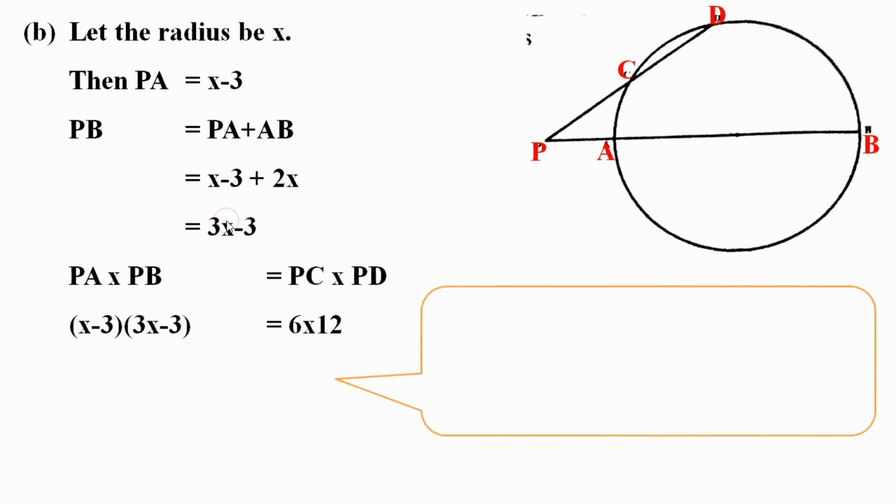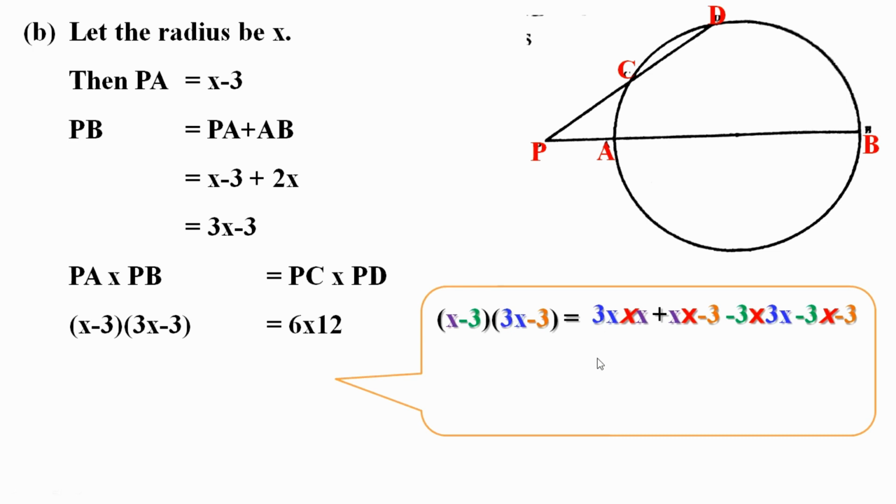Now let us multiply x minus 3 by 3x minus 3. Take x from the first bracket and multiply 3x from the second bracket. Now take x from the first bracket and minus 3 from the second bracket. Now take minus 3 from the first bracket and multiply it by 3x from the second bracket. Now multiply minus 3 from the second bracket by minus 3 from the first bracket.